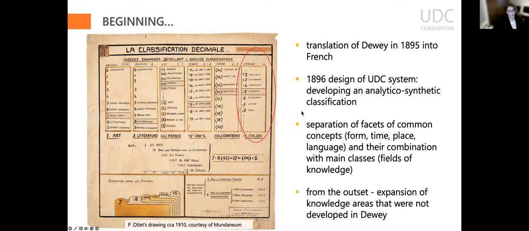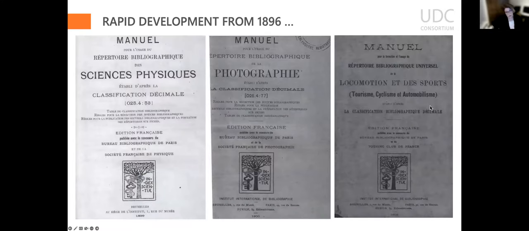They basically decomposed the theory and created this system, which has these main tables and main knowledge areas and these facets. And then they invented this way of combining, in this case, the relation between art and literature in France in the 18th century, which happens to be conference proceedings in Italian language. So this is the kind of system they have created. And from the very outset, they needed to expand, because Dewey at that time was a small classification designed for American libraries.